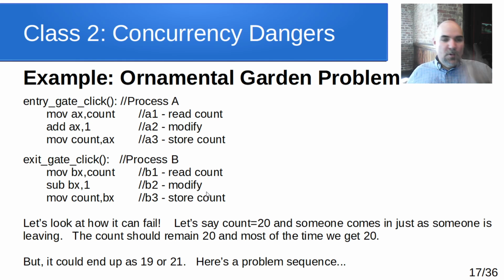So in other words, we have 20 people. Somebody came in, which would make it 21. Somebody's leaving, which would make it back to 20. Or somebody leaves first, goes to 19. The next person comes in and goes to 20. Anyway, if we're at 20 and someone comes in and someone leaves, after that, we should have still 20. But when we look at that system in practice, we could end up getting either 19 or 21 or 20. Most of the time we would get 20, but we could get 19 or 21 sometimes. So let's take a look at the problem sequence that causes that.